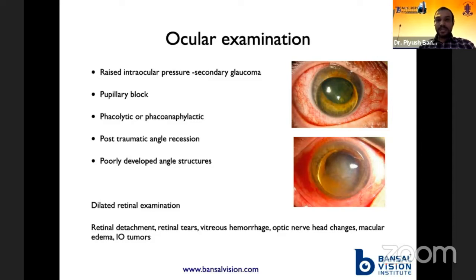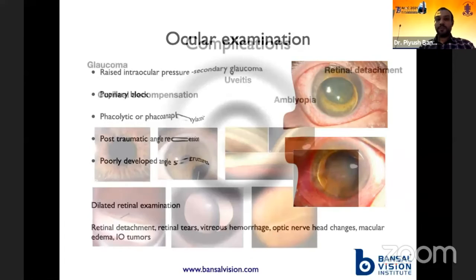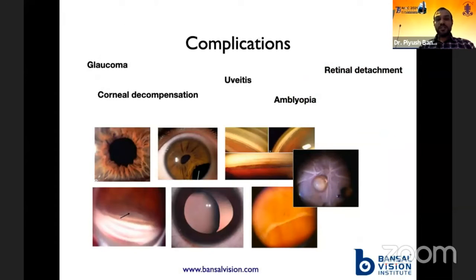A dilated retinal examination is very important. One can make out retinal detachment, retinal tears, vitreous hemorrhage might be found, optic nerve changes or macular edema might be found, intraocular tumors might be found. So various complications that can be associated with these conditions are glaucoma or corneal decompensation, uveitis, amblyopia, or retinal detachment.